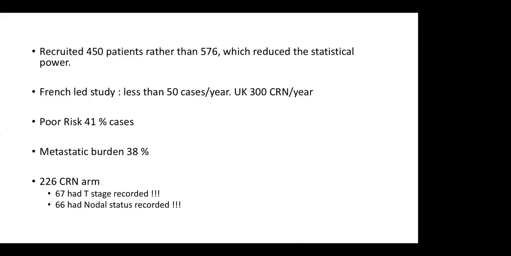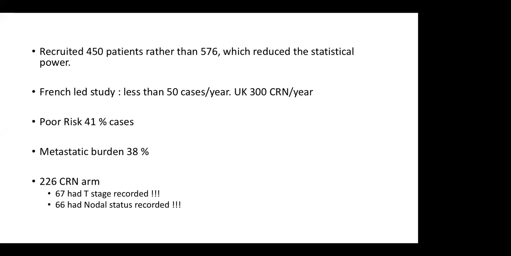A few more points to add to the Motzer paper: the statistical power was reduced, with only 450 out of 576 patients enrolled. In the UK, we do close to 300 cytoreductives per year, somewhere between 200 to 300, whereas this French-led study, with pretty much the same population and disease dynamics, had less than 50 cases per year. So where are a lot of the other cases? And again, in the UK, the trend is low and intermediate risk disease.